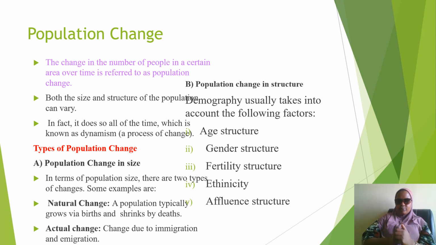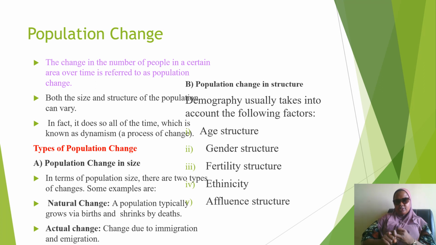We also have population change in structure. Population change in structure deals with factors such as age structure, gender structure, fertility structure, ethnicity, and affluence structure. Age structure, in terms of, is it the men that are more? Is it the females that are more? If the women are many, it means that the fertility rate will be higher, especially if they are of childbearing age, and the population would increase.